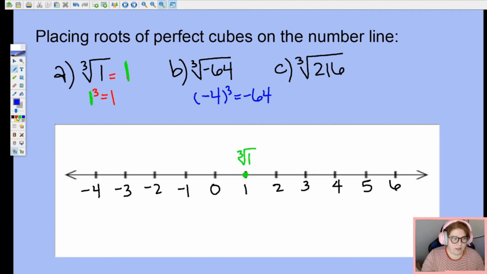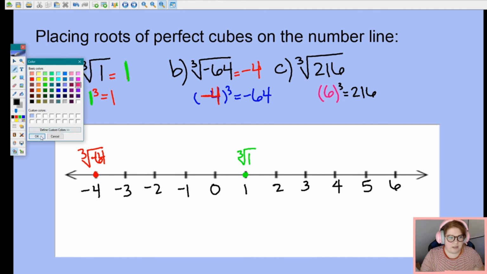So I know that I need to place this at negative 4 because that is the root of this perfect cube. All right, and then the last one that I need to do is the cube root of 216. You either use your list or guess and check. We left off with 4, so I'm going to keep my guess and check. We know that 5 times 5 times 5 is 125. 6 times 6 times 6 is 216. So 6 cubed is 216. So I know my answer has to be 6.